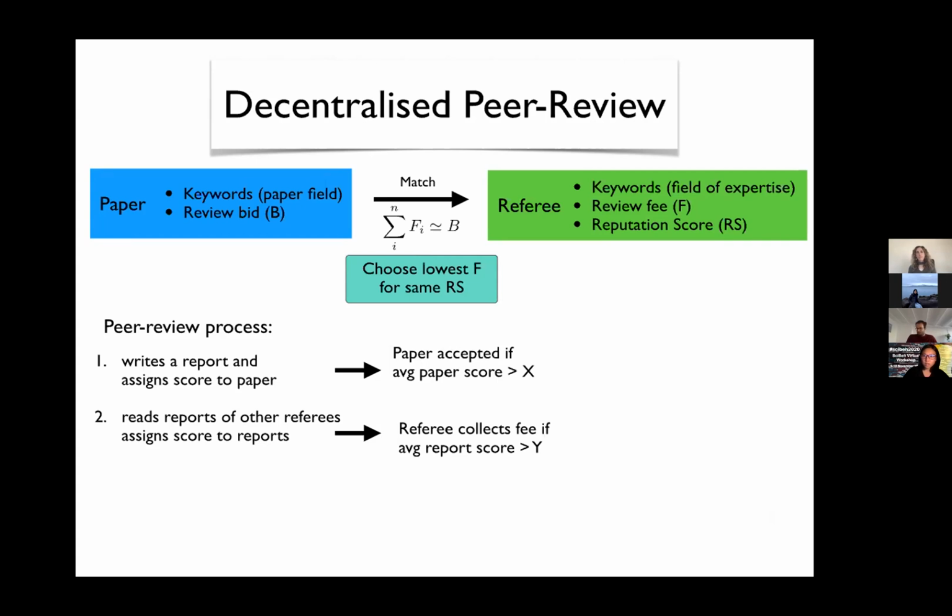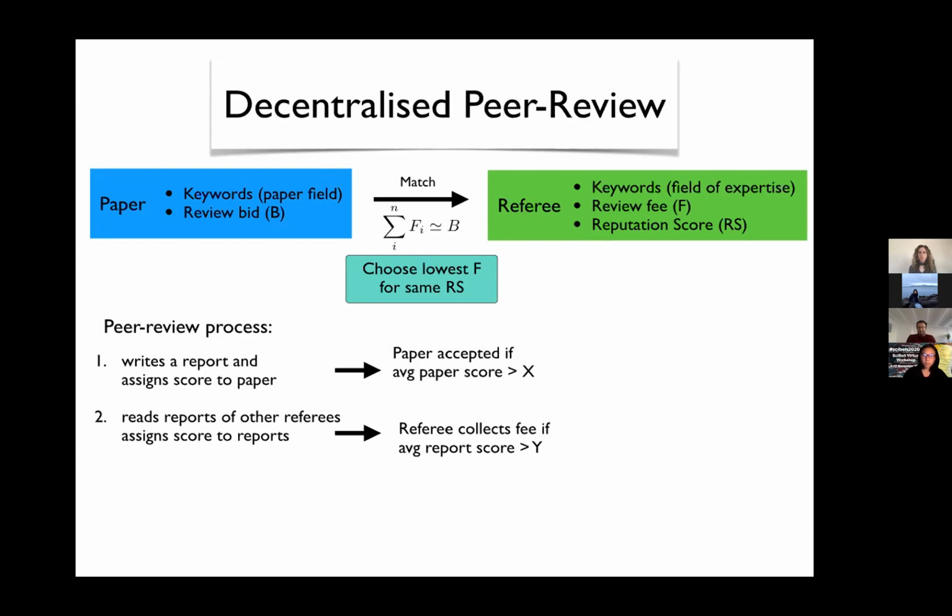The second step is the new one. After sending the report to the system, I receive the reports of the other referees. This is something that already happens in some models, right, for some journals. And then I read these reports and I assign a score also to these reports.